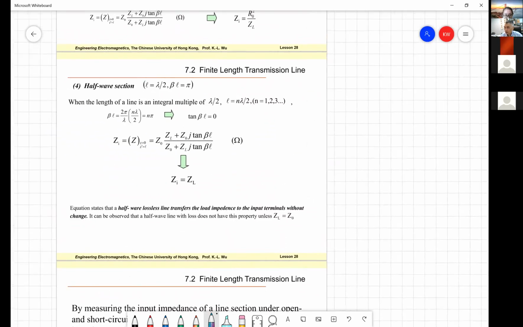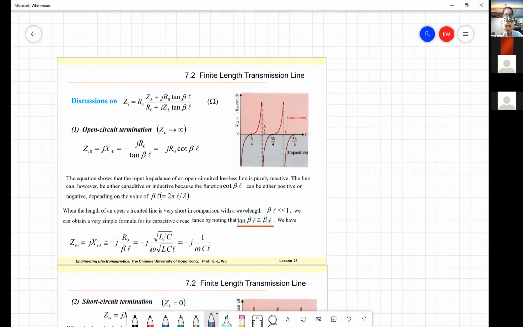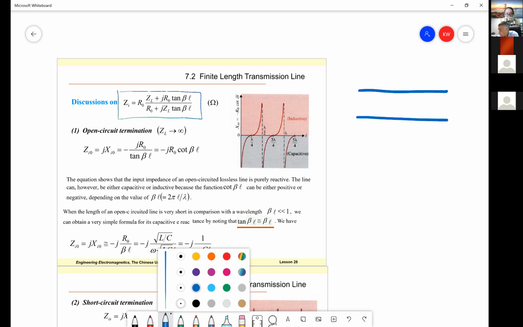We still talk about a transmission line of finite length. We repeat this formula we just had, for the lossless case. Let's discuss some special cases. Oh, by the way, you see this. We talk about the lossless case. We draw the transmission line with a thicker line, and then we use a thin wire.